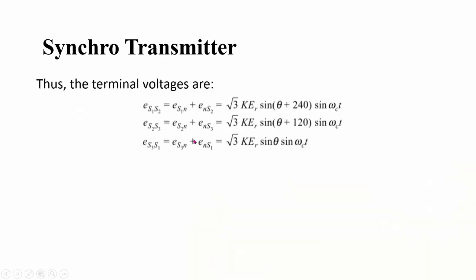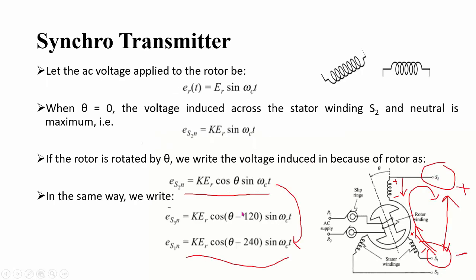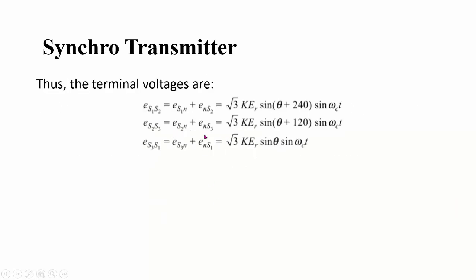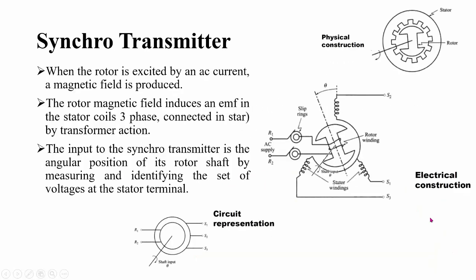Likewise, the voltage that exists between terminals S2, S3 will be given by applying KVL and further solving the relations, and you will get this particular equation. Likewise, the voltage that exists between terminals S3, S1 will be this expression. So these are the voltages that exist at the terminals of the transmitter when you give a single-phase supply to the rotor and make it have an angle theta from the winding S2. Alright.